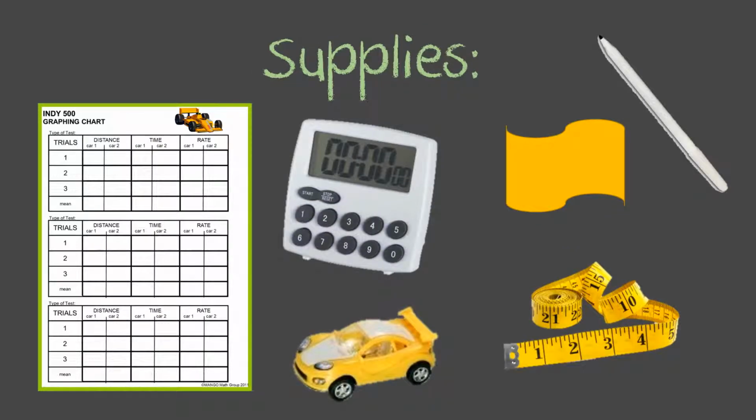The supplies that are provided in the pouch along with your information sheet and guide will be an Indy graph chart, a timer, a little push car or friction car, a dry erase marker and eraser, and a measuring tape.